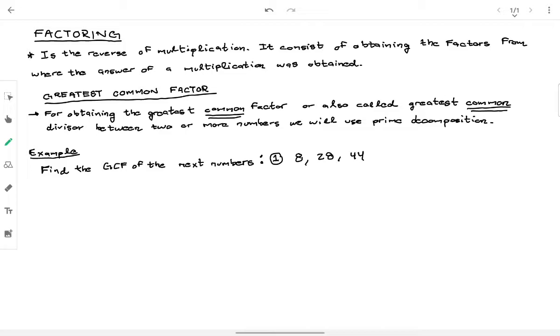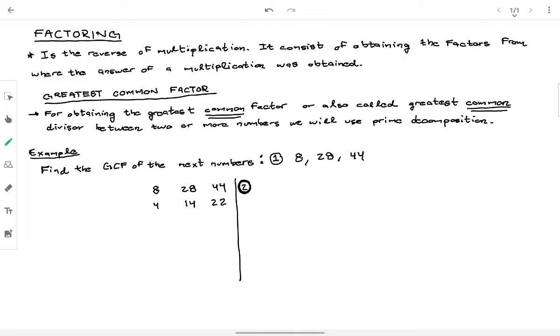So let's see. The first example says, find the greatest common factor of the next numbers, 8, 28, and 44. To obtain the greatest common factor, we need to make prime decomposition. So remember, we need to decompose the numbers. In this case, 2, 4, 14, and 22. When finding the greatest common factor, when a number divides every term, we will circle or select it, because for the greatest common factor, we are looking for those factors that divide every term.